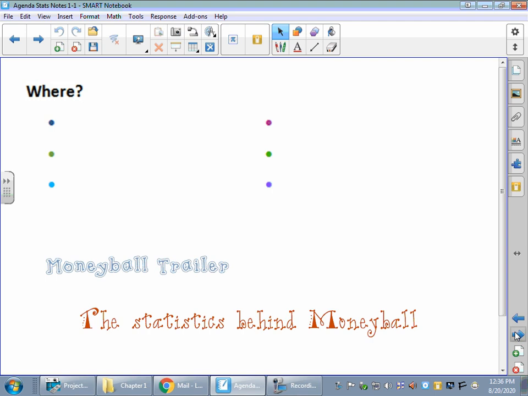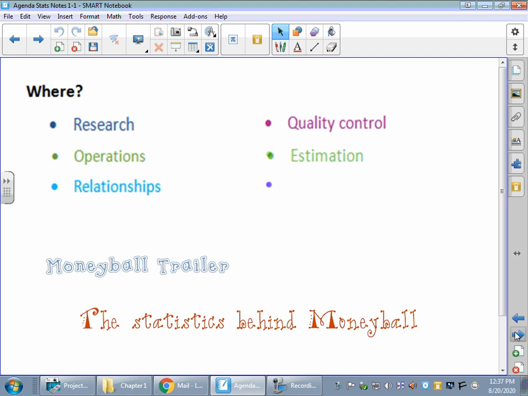So where do you see statistics? Everywhere. In research, in operations. If you're owning or managing a company, making sure that everything's good. It could be money, man hours, overhead costs, costs of a product, all data. Quality control: if your quality control is poor, you're going to have a lot of returns or a lot of inventory unsold. Estimation, prediction. Most of those are things that go on right now.